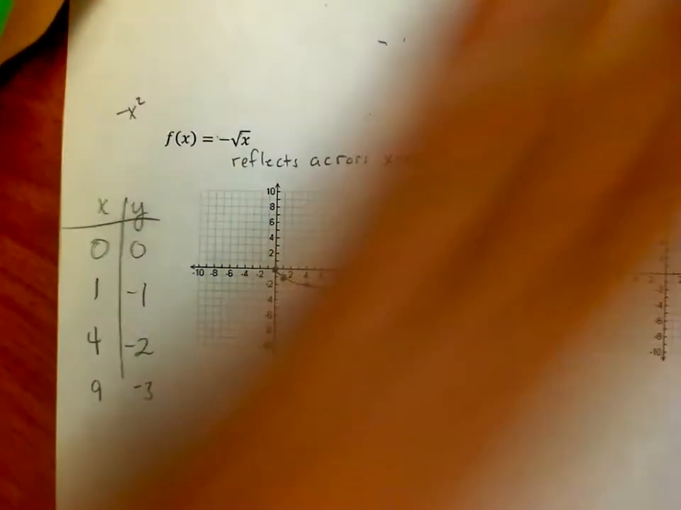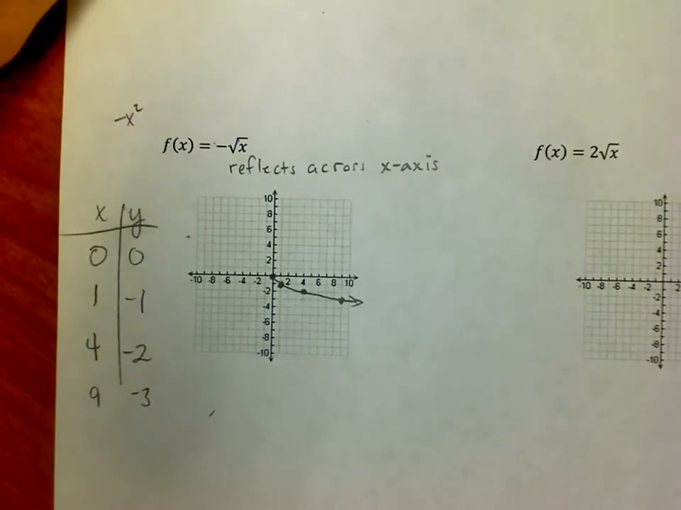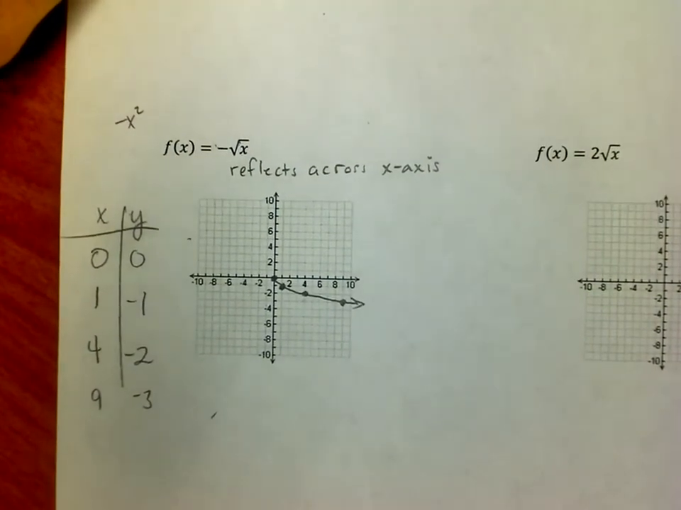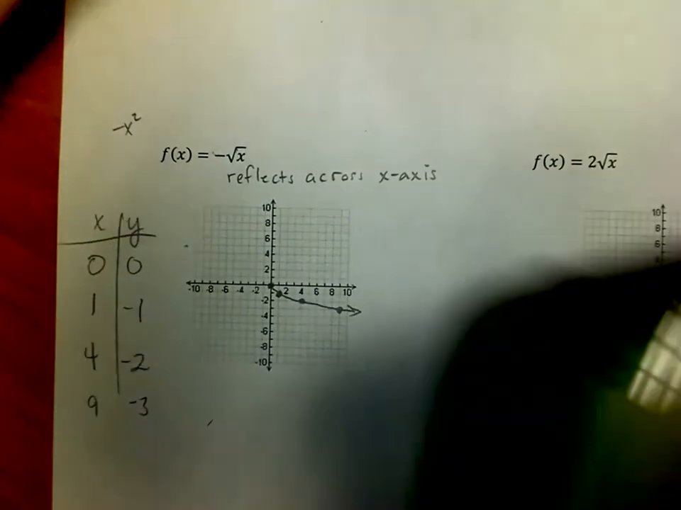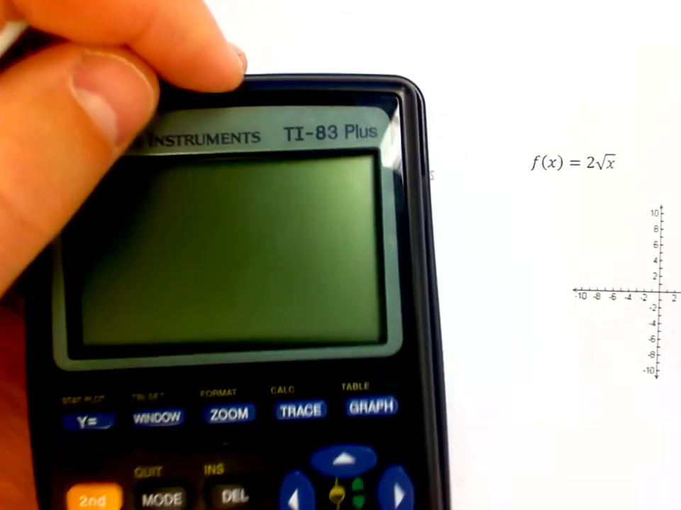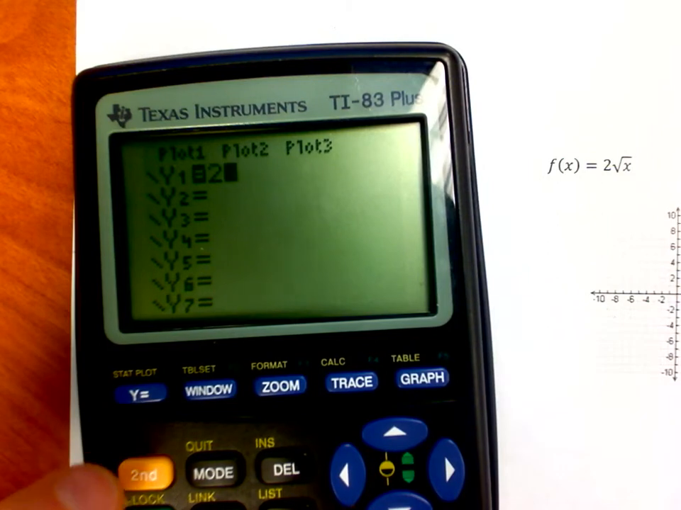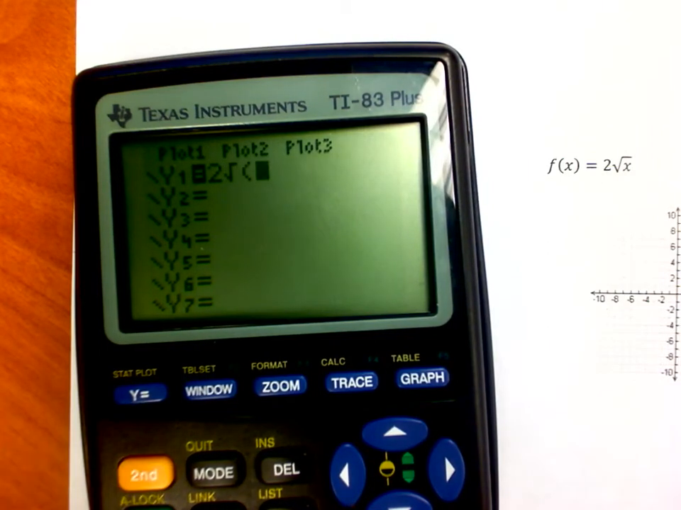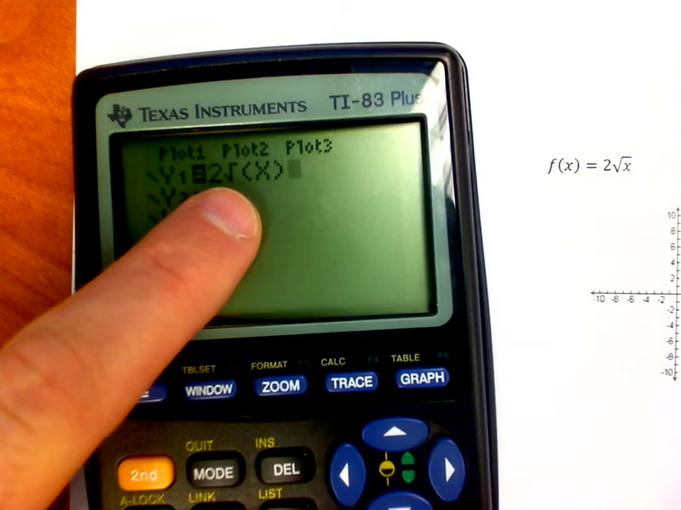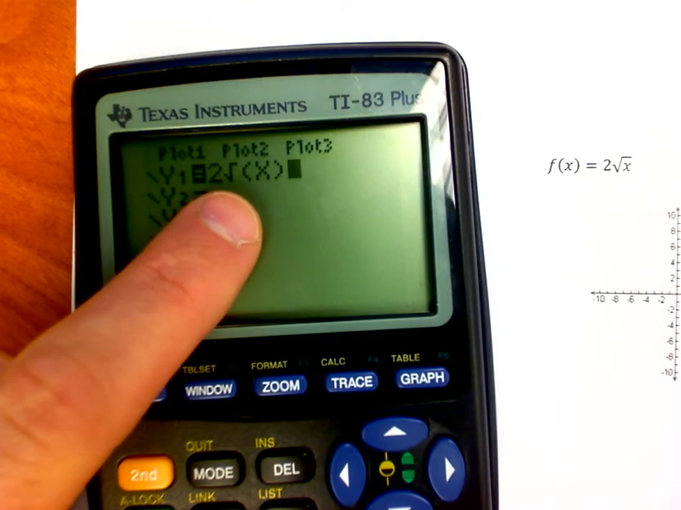The last problem I'm going to do, I'm just going to show you, instead of doing it by hand, I'm going to show you on the calculator what it might look like, okay? So if I did 2 times the square root of x, I just want you to know that I can always go here and I can type 2 times the square root of x in the square root, okay? That's important that you enclose everything inside of it within parentheses.